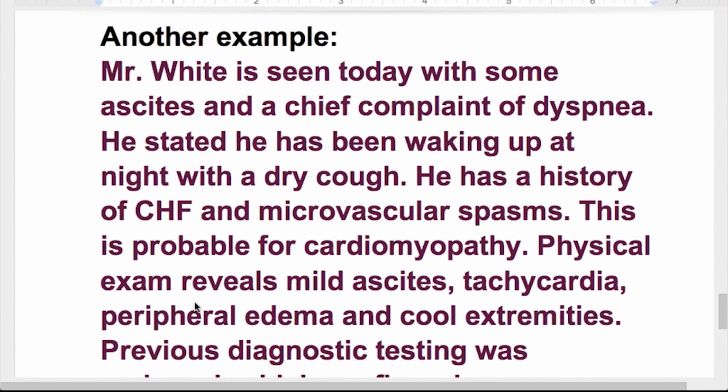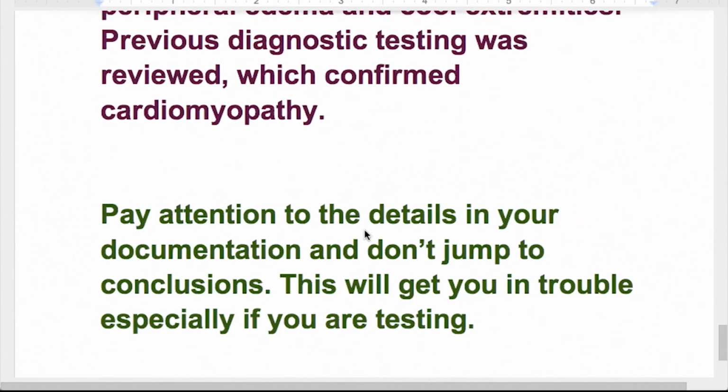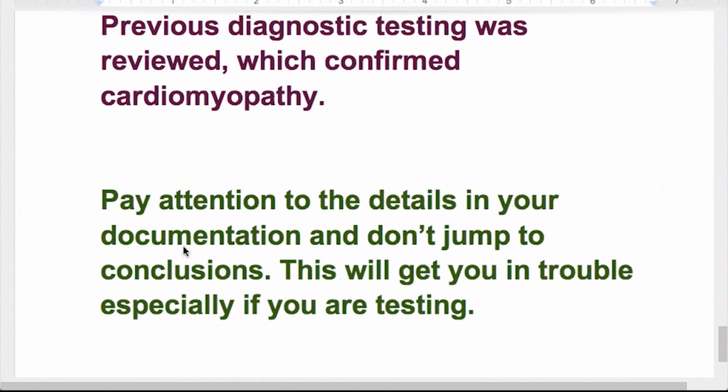Okay, so another example. Mr. White is seen today with some ascites and a chief complaint of dyspnea. He stated he had been waking up at night with a dry cough. He has a history of CHF and microvascular spasms. This is probable for cardiomyopathy. Physical exam reveals mild ascites, tachycardia, peripheral edema, and cool extremities. Previous diagnostic testing was, scroll down just a little more, hang on, was reviewed, which confirmed cardiomyopathy.